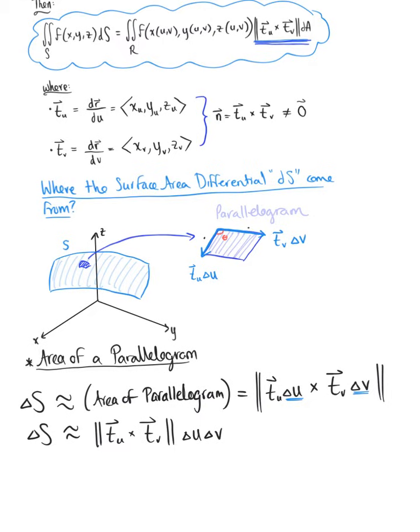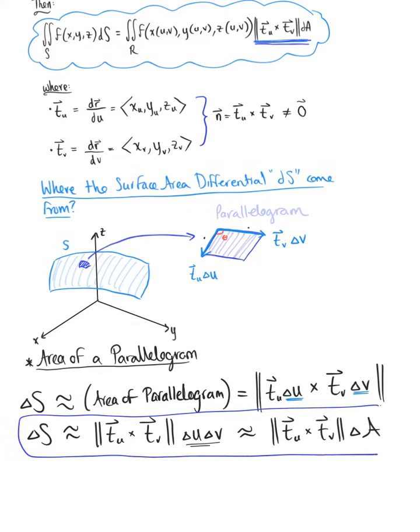And so we can see here that this is approximately equal to the magnitude of the tangent vector in the u direction crossed with the tangent vector in the v direction, and this delta u times delta v makes up delta A. And so we can see where this differential is coming from. Of course, this is an approximation. We would need to get that full differential, as we have defined with the definition, by using Riemann's limiting process. But at least we have a better understanding now of where this is coming from.